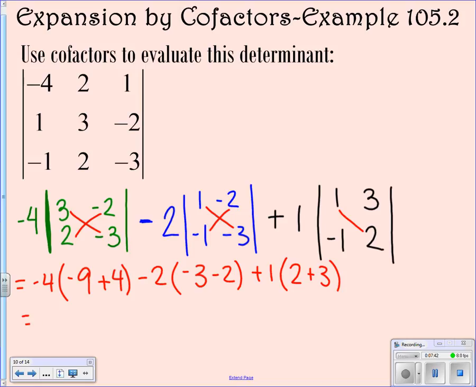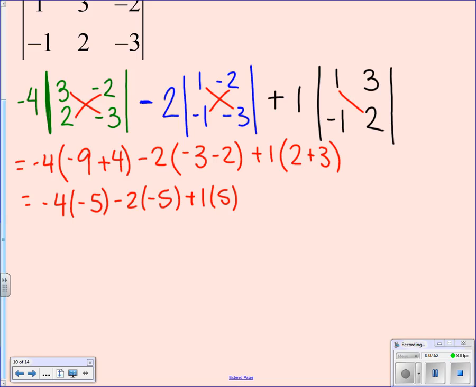And so now I have -4 times -5 minus 2 times -5 plus 1 times 5. So now I have 20 plus 10 plus 5, which if you add those together gives you 35. And so that would be the determinant for this matrix. If you look in the book, they did set it up differently, so if y'all want to pause and look in the book at how they did it using a different row, you can.